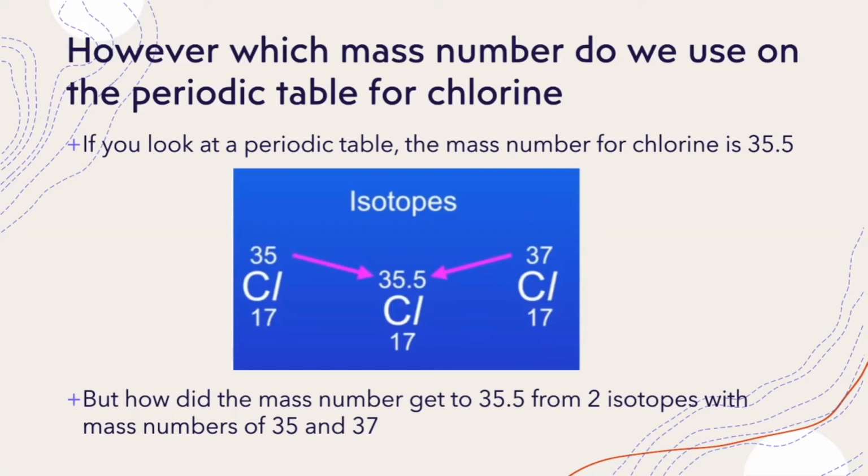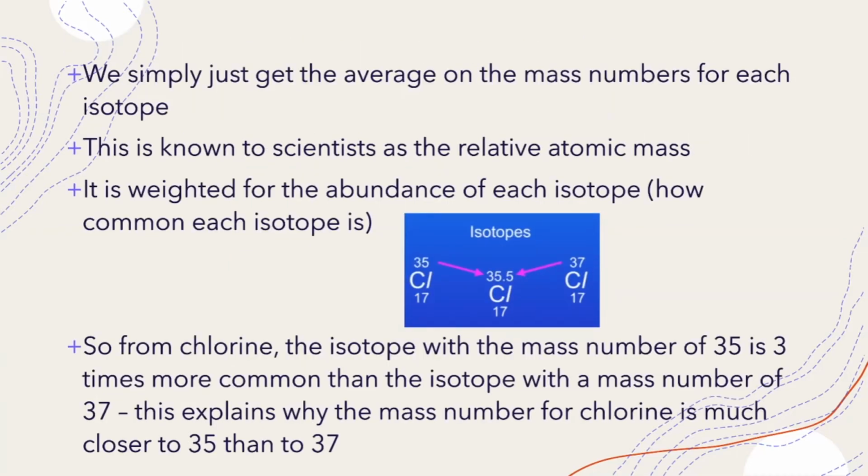So we need to know how we calculate which mass number we put on the periodic table, and for example we're going to use chlorine. If you look at the periodic table, the mass number for chlorine is 35.5, but we need to know how we got 35.5 from two isotopes with the mass number of 35 and the other with 37. So we simply get the average of the mass number for each isotope. This is known to scientists as the relative atomic mass.